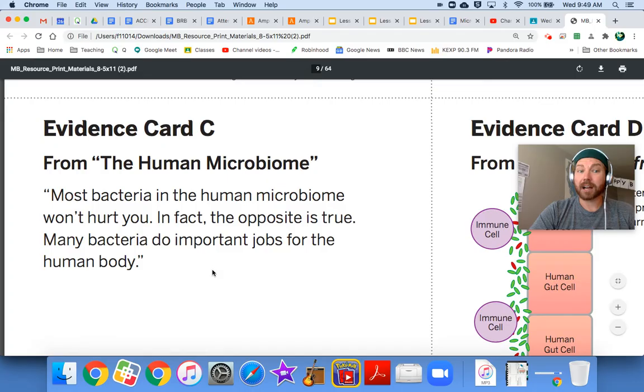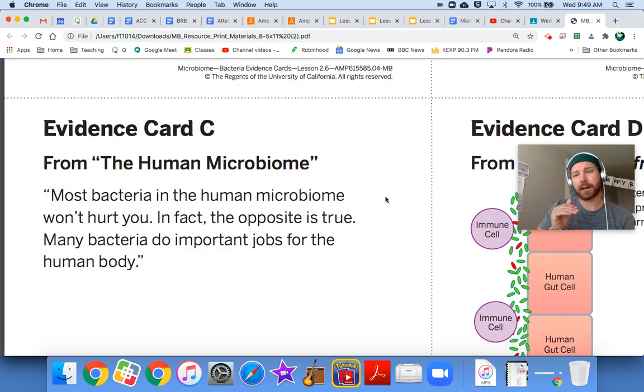I mean, it is talking about how bacteria do important jobs. It's not very specific, but it is talking about how they do important jobs for you. So would you put that more towards the top or more towards the bottom? Is that a really strong piece of evidence or kind of just an okay piece of evidence?